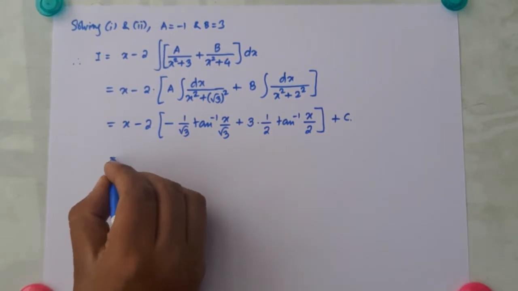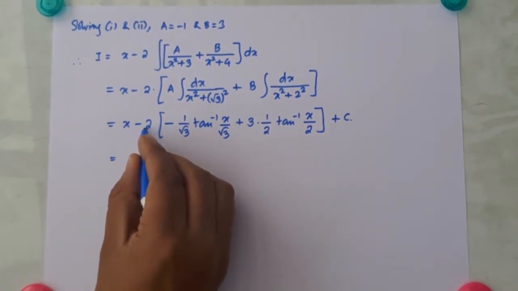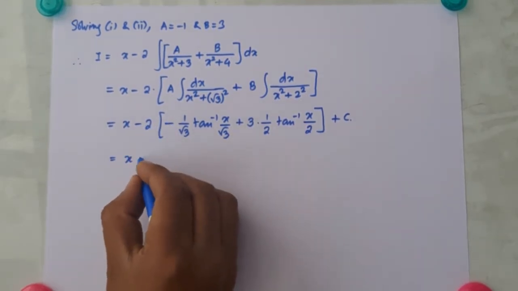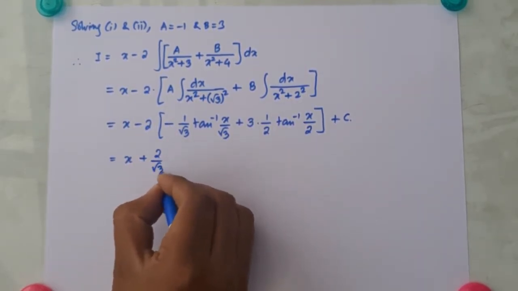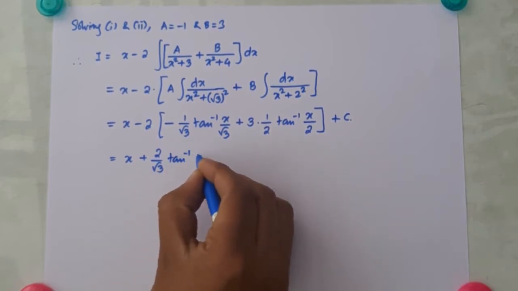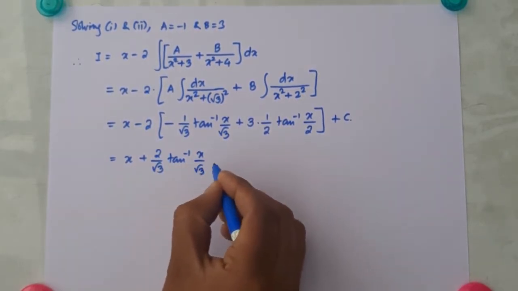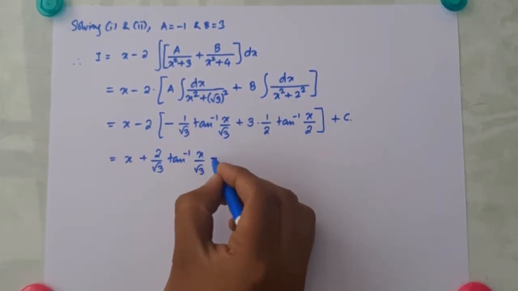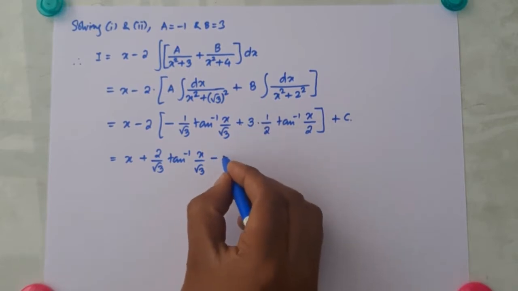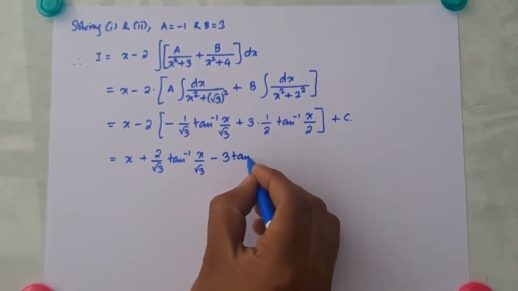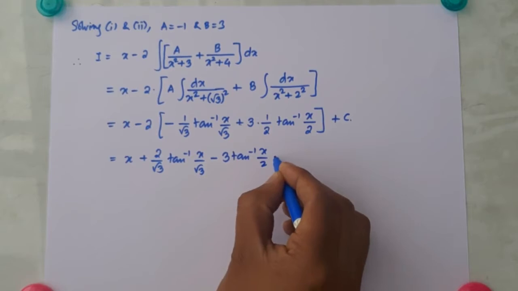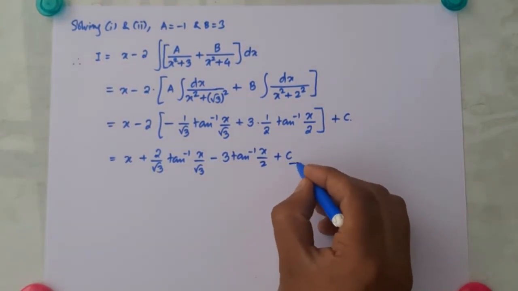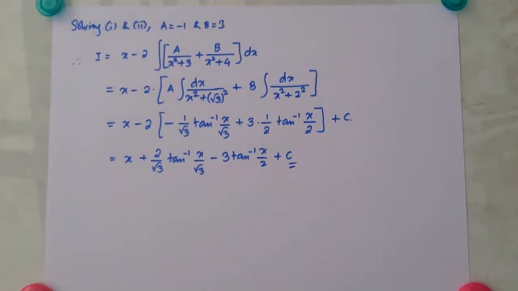Okay, so if you want to open up the bracket by multiplication with -2, that will be okay for you. So this becomes minus into minus is plus, so 2 by root 3 tan inverse x by root 3. Okay, minus 2 and 2 gets cancelled. See, minus into plus is minus, 2 and 2 gets cancelled, so you get only 3 here. So 3 tan inverse x by 2 with constant of integration. Okay, so your answer for this particular question turns out to be this much. So you may pause the video and note it down.